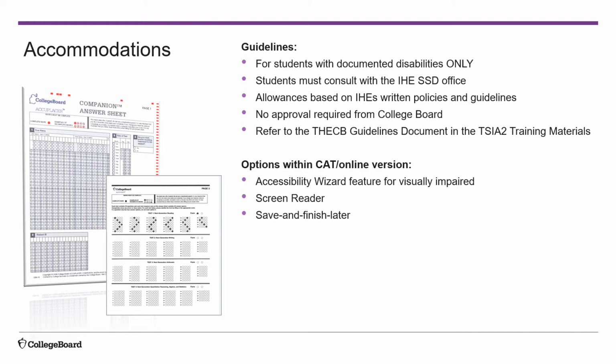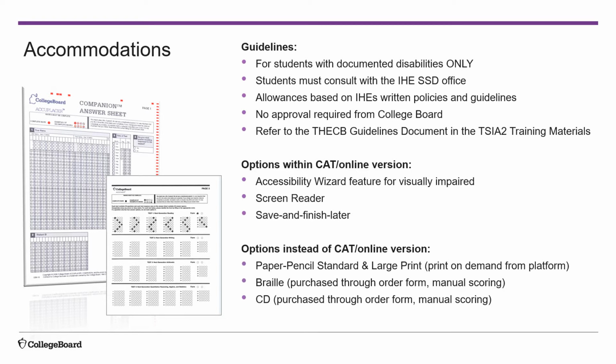TSIA2 is a suite of online computer adaptive tests. There are accommodated special format versions for students with disabilities called TSIA2 Companion. Accommodations must be determined prior to test day. Be sure to reference the CB Accommodations Guide to understand whether or not an accommodation needs approval. High school students taking the TSIA should contact their counselor, who will work with the IHE Disability Service Office, or DSO, to determine appropriate accommodations. Always refer to the CB Accommodations Guide document.